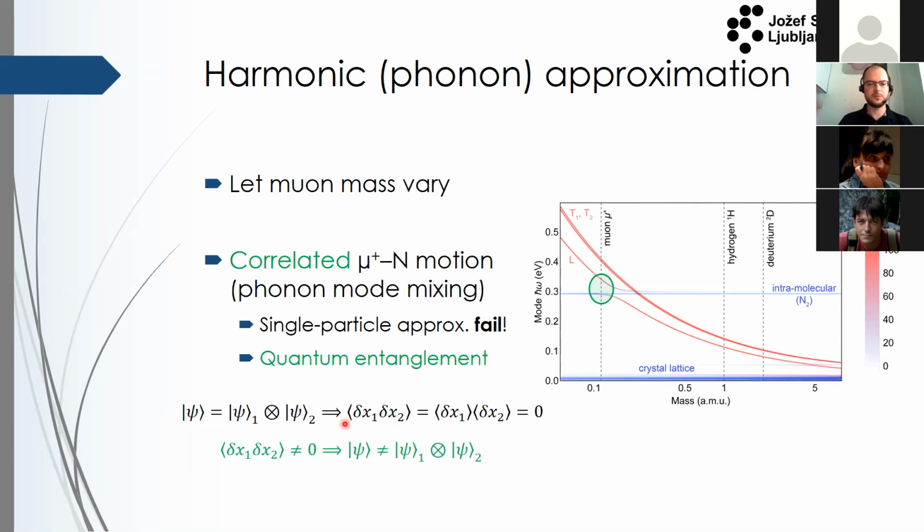On the other hand, if we see that there's non-zero correlation, we can invert the above deduction and say necessarily the wave function that produced such a correlation must be quantum entangled between the two particles. It's not a separable product of the two single particle wave functions. So because phonons predict that the muon and nitrogen positions should vary in a correlated fashion, that means the ground state wave function of the muon and nitrogens is necessarily quantum entangled. It's not classical at all.